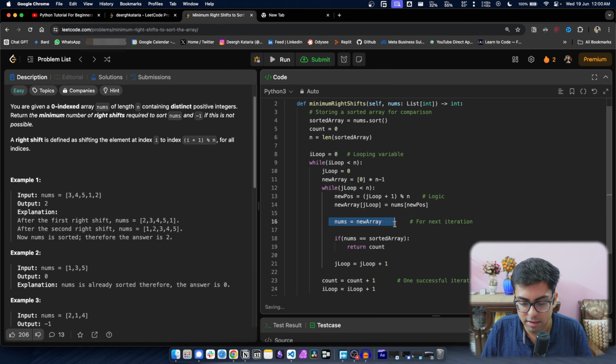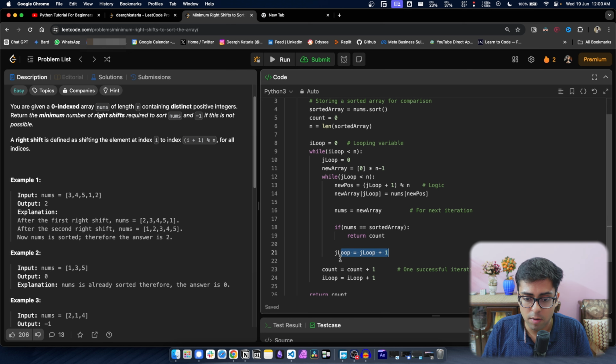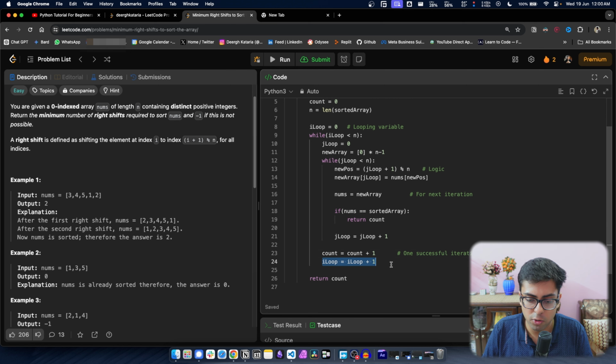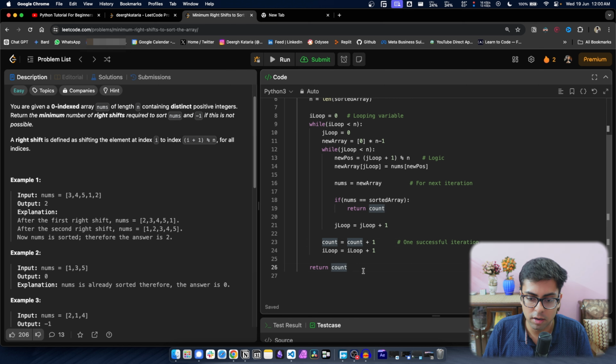Nums array, it's for next iteration, and then we're going to compare nums to our sorted array. If that's the case, then we're going to return, j loop is incremented by one. Then we're going to go outside, count is equal to count plus one, that is one successful iteration, and then we're going to increase I loop by one, and at the end of it return minus one. If we don't have a successful one, you're going to return minus one, because return count is already returned over here. I think it should be fine.